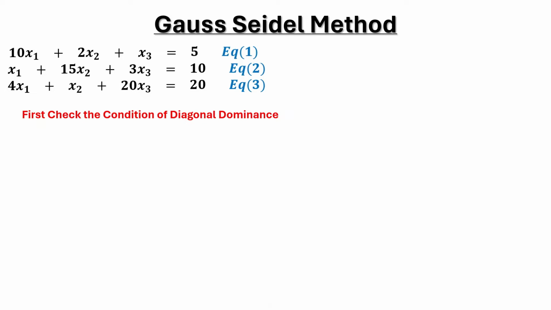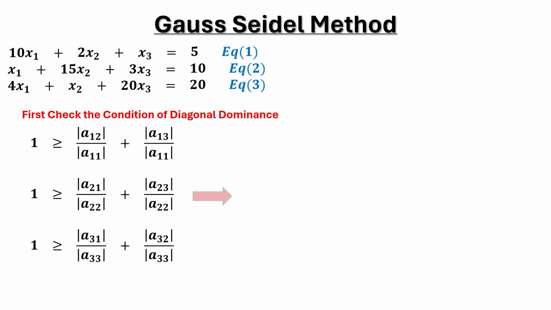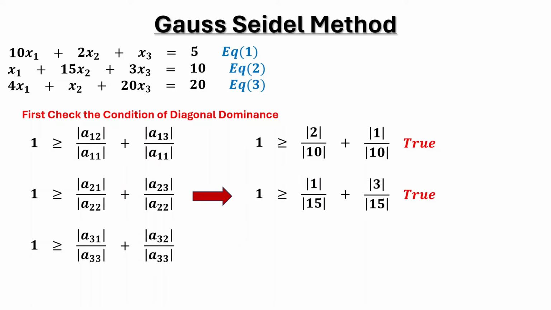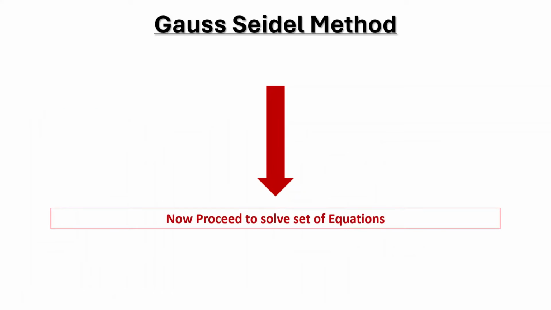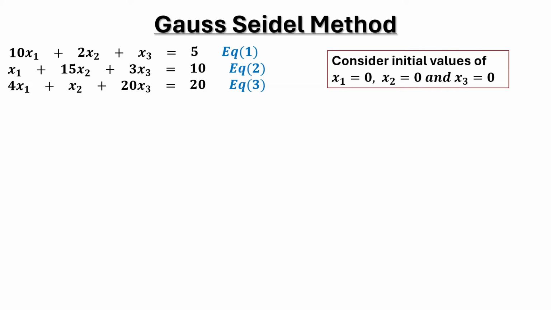First, check the condition of diagonal dominance. For equation 1, it is true. For equation 2, it is true. And for equation 3, it is true. So we can say the condition of diagonal dominance is satisfied. Now proceed to solve the set of equations. Consider initial value of x1 equal to 0, x2 equal to 0, and x3 equal to 0.